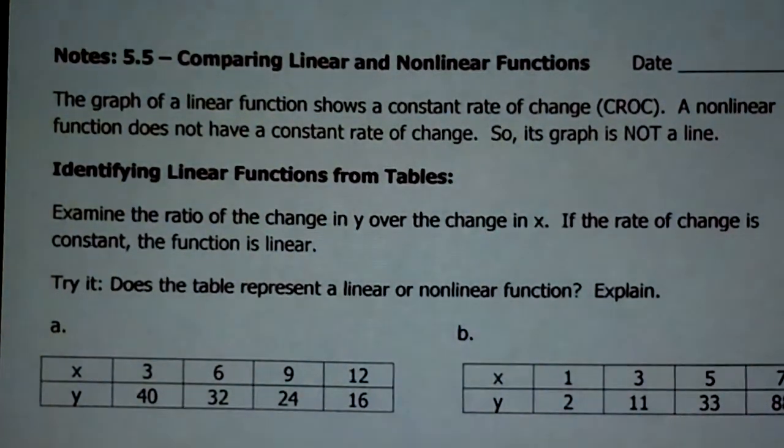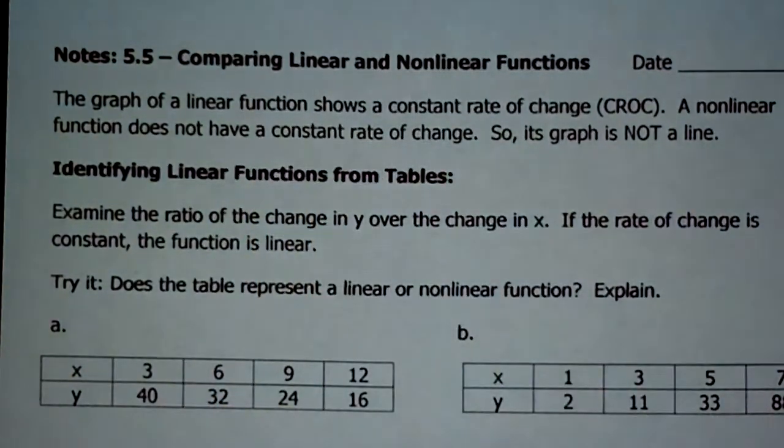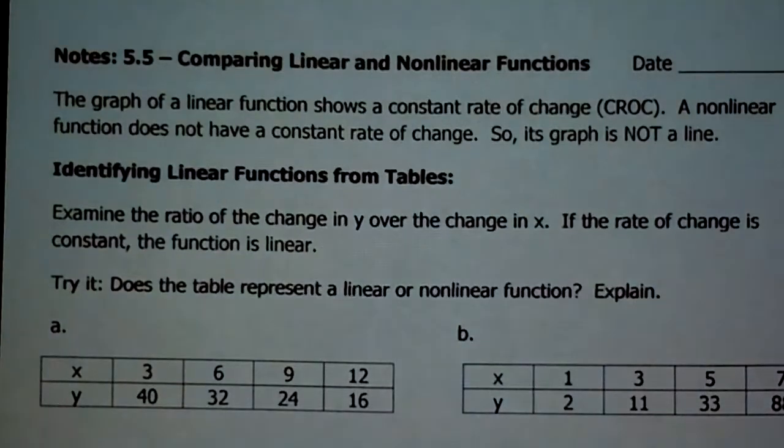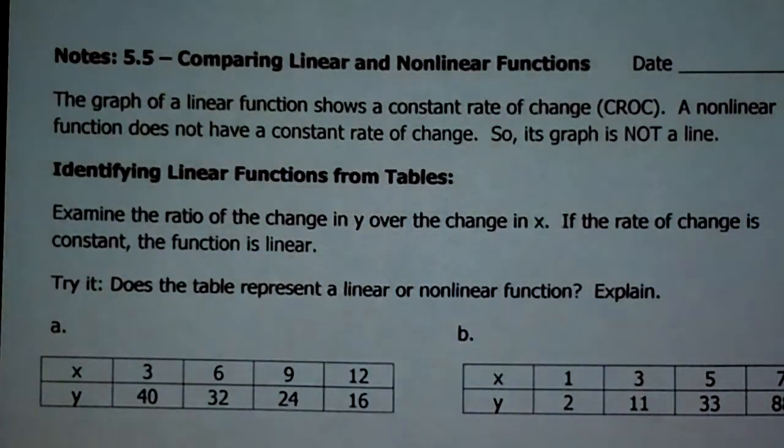Tables. Okay. The graph of a linear function shows a constant rate of change, or I like to call it a crock. Haha. A nonlinear function does not have a constant rate of change, so the graph's not a line. So if we're supposed to identify a linear function from a table, we just need to look for a crock, a constant rate of change. And that's what we're going to do.